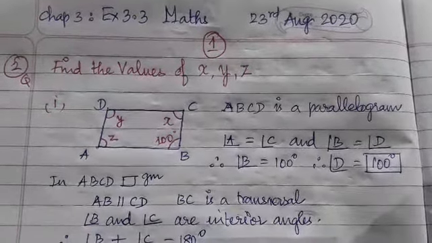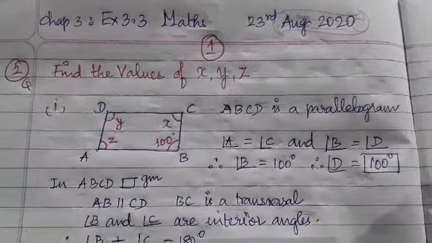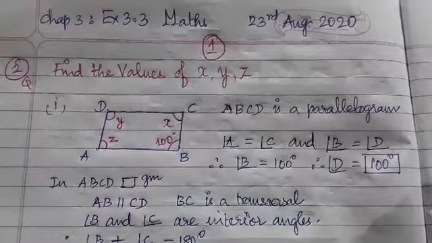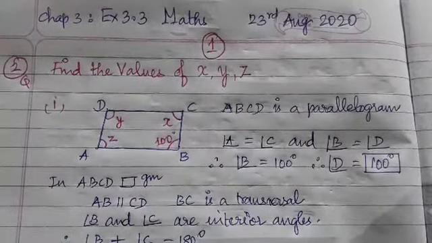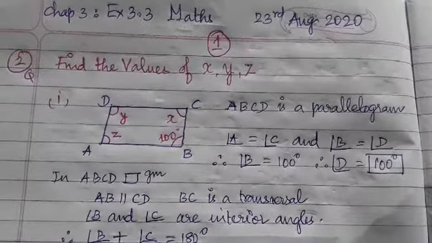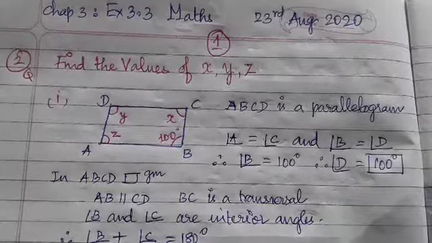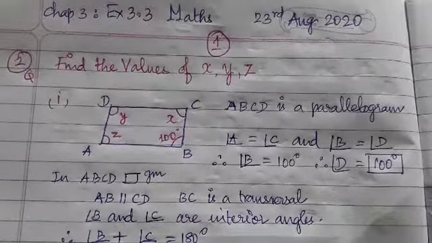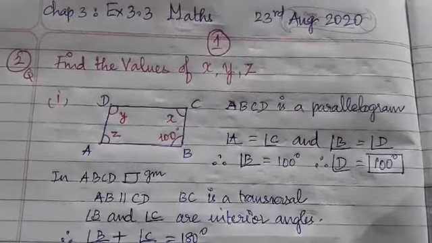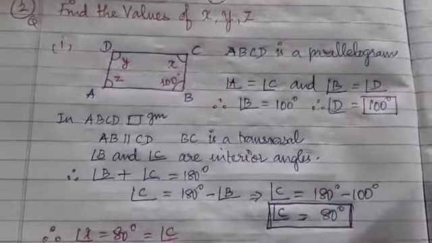In a parallelogram, what is the condition? Opposite angles are equal. A is equal to C and B is equal to D. We know angle B equals D. Therefore angle D will be equal to 100. Angle B equals 100 degrees, then D is also 100 degrees. One part is over.